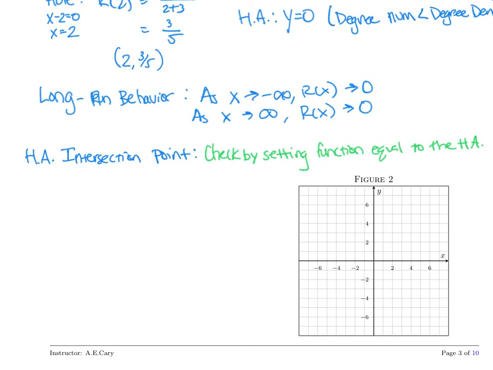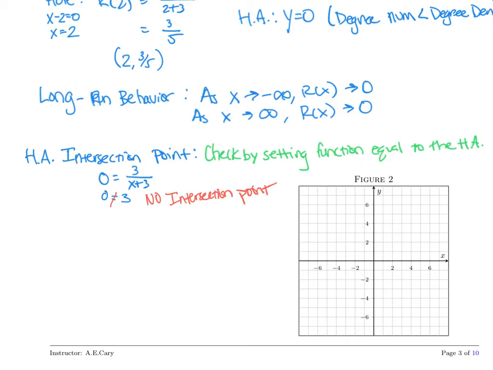So I'm going to take my horizontal asymptote, which is 0, set it equal to my function, 3 over x plus 3, and then try and solve. I'm going to multiply both sides by x plus 3, and I get 0 is equal to 3. We've come across this example quite a bit. We know that 0 does not equal 3. That's not a real thing. So if we come across something like this, there is no intersection point. So you don't have to worry about it.